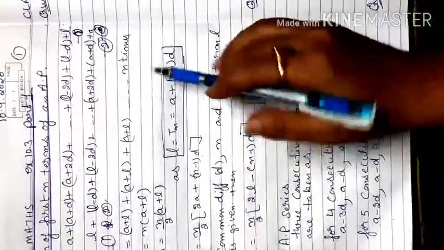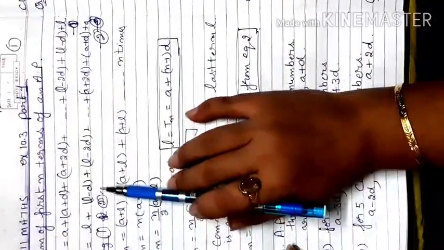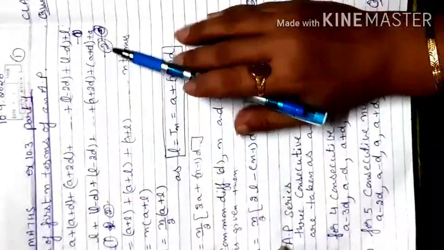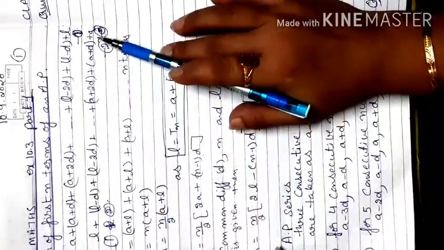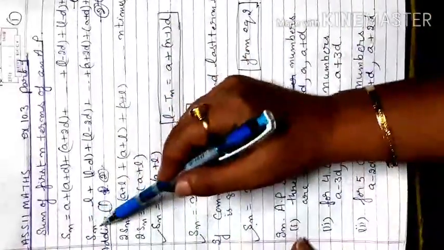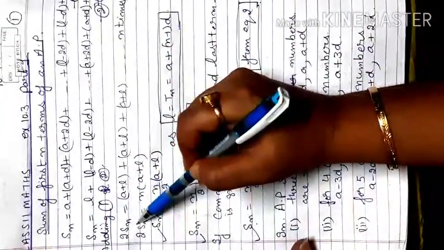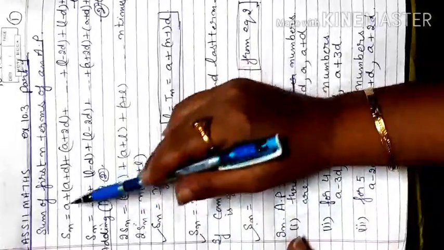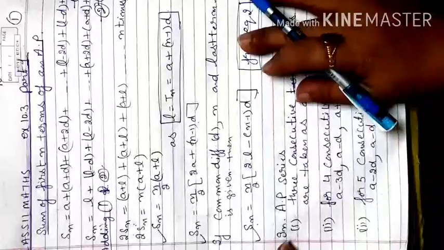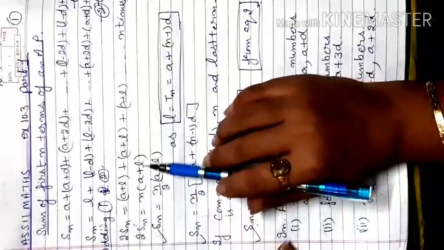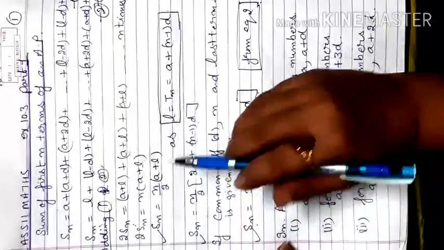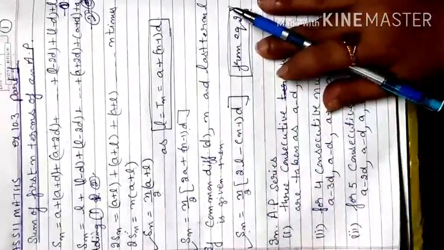So if I reverse this series like that, L plus L minus d, L minus 2d, and the last three terms, according to the reverse, will be a plus 2d plus a plus d plus a. Now when I add these two series, first Sn plus Sn gives me 2Sn, the sum of n terms two times, and when you add each and every term, you will get a plus L, n times. That means n times will be multiplied by a plus L, and 2 will be divided, and the sum of n terms formula is n by 2 (a plus L).